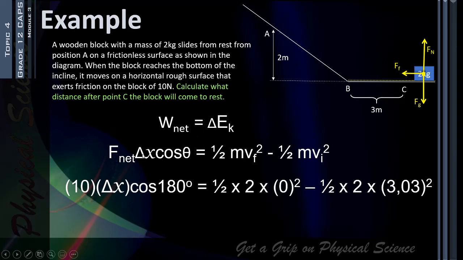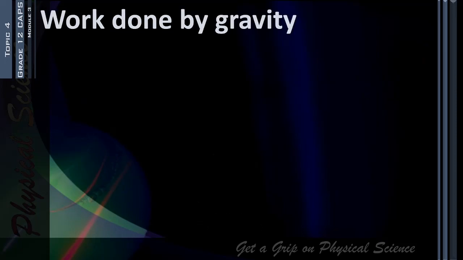We want to calculate the displacement or the distance. The angle between the displacement and the net force is 180 degrees. The final kinetic energy must be 0 because the final velocity must be 0. And then the initial kinetic energy will be the kinetic energy at position C, where the velocity is 3.03 meters per second. Then calculate delta x, which will be our distance in this case, is 0.92 meters.